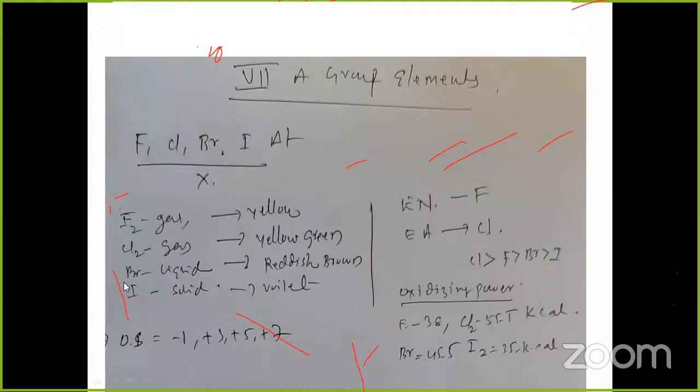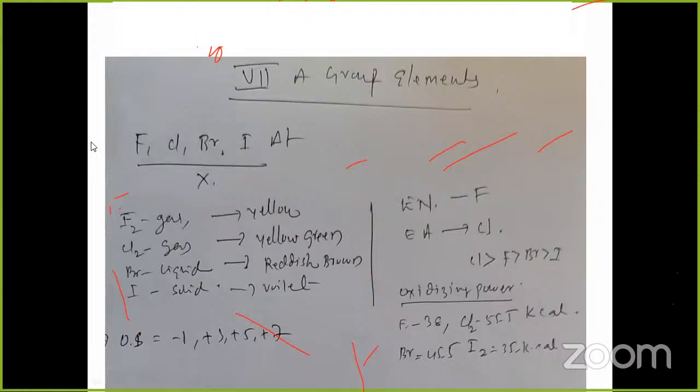Due to unpaired electrons present around the central atom, the halogens exhibit different colors. The general electron configuration is ns2np5. For going to octet configuration, they need only 1 electron. Already ns2np5, so 7 electrons are there. For going to a stable octet configuration, they need 1 electron. So that's why they exhibit the -1 oxidation state.